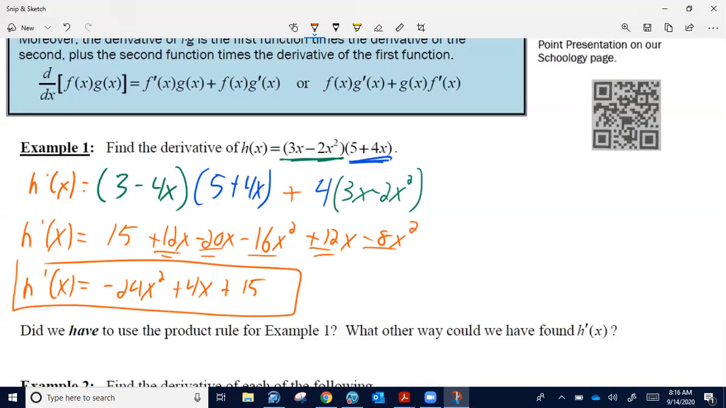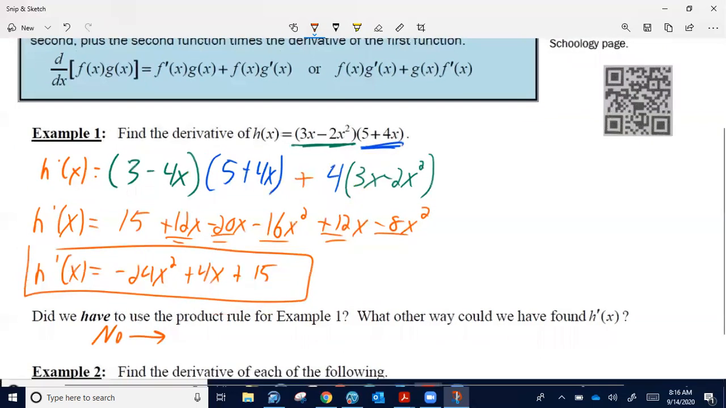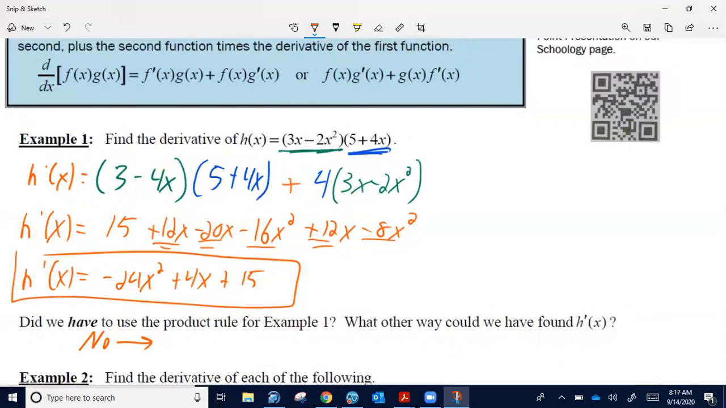Did we have to use the product rule for example 1? No, we did not here. We could have FOILed that out originally and taken the derivative of each piece. We could have FOILed first, then derivative.